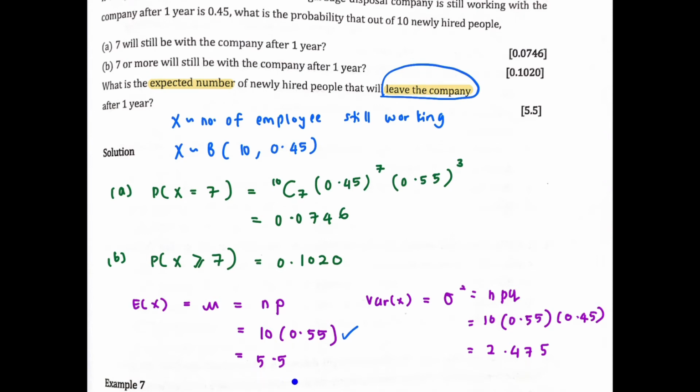And then let's say the question asks for the variance. So just use the variance formula, npq. Substitute into this formula: 10 times 0.55, the p, and the q is 0.45. Then your answer will be 2.475. If the question asks for the standard deviation, just take the square root of the variance. Okay, that's how you use the formulas of mean and variance from the binomial distribution.